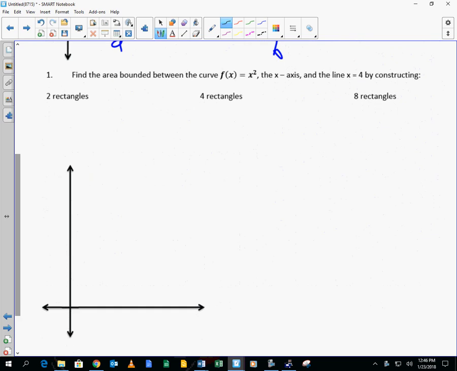So let's look at probably the most basic example you're going to see, okay? And that's of x squared. We want to find the area bounded beneath x squared and the x-axis and the line x equals 4.